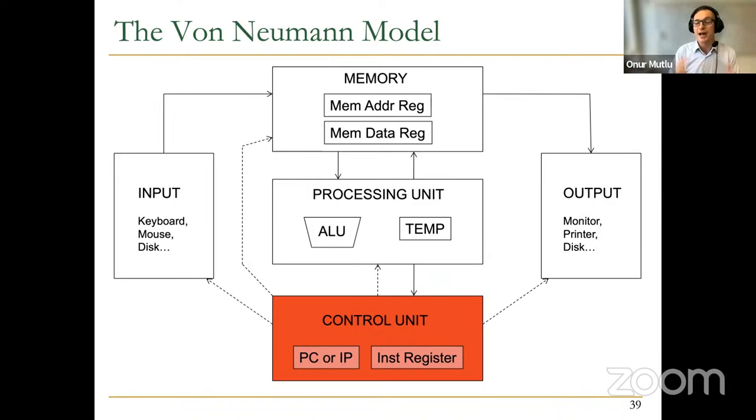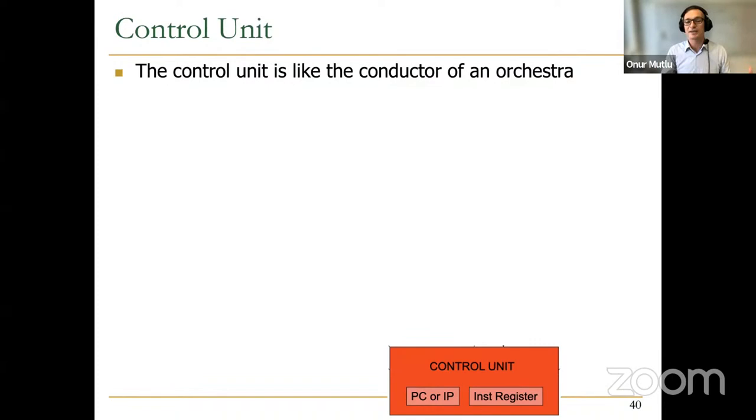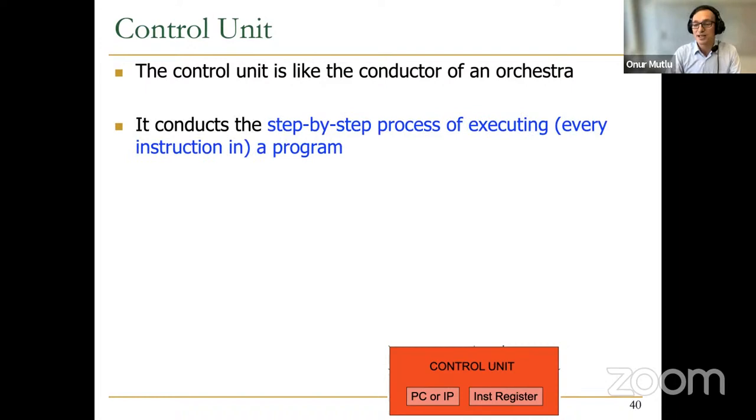So let's talk about what is inside that control unit box. You can think of the control unit as like a conductor of an orchestra. It conducts a step-by-step process of executing every instruction in a program. Basically, every instruction is controlled by this control unit. So if you talk about the instruction cycle, it controls what's called an instruction cycle, and you will see that. So there are two things it needs to keep track of.